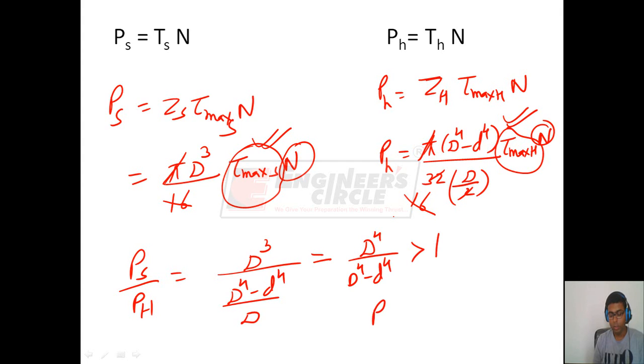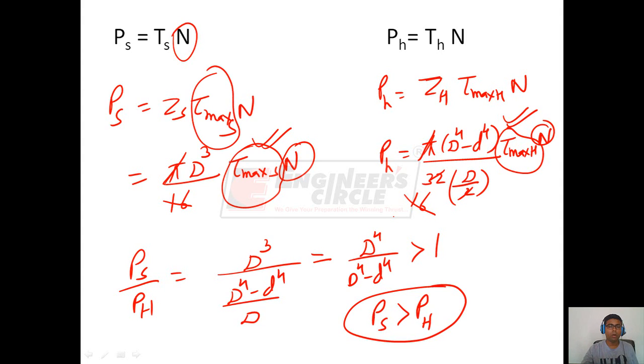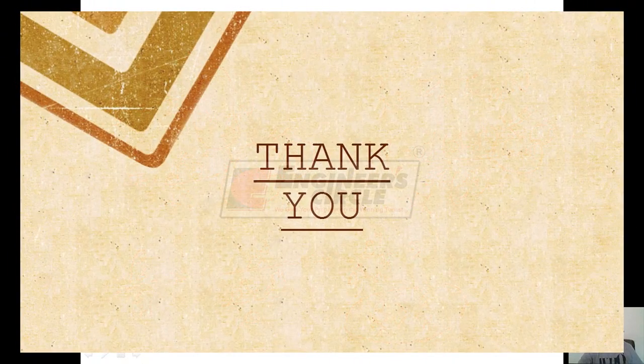Therefore, in this case, the solid shaft will be transmitting more power as compared to the hollow shaft. So, the solid shaft will be preferred over the hollow shaft if we have the same RPM, same material and same outer diameter. This ends this module. Thank you.